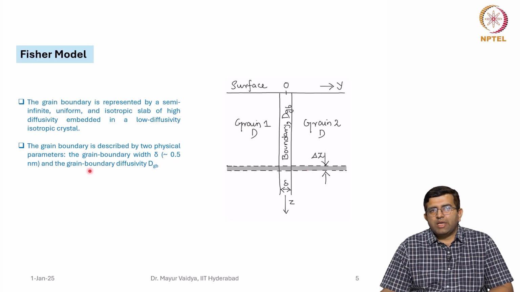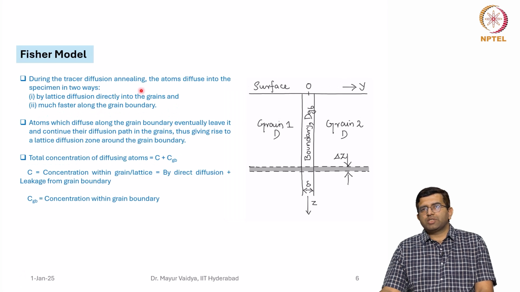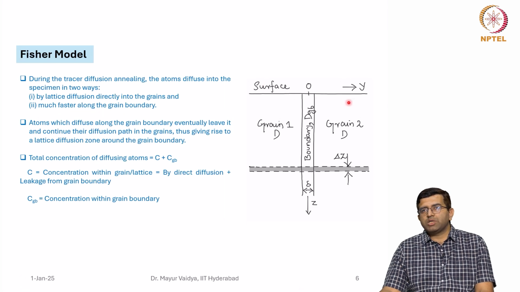Now, the grain boundary is described by two physical parameters. One is the width of the grain boundary, which is delta, and the other is the grain boundary diffusivity, which is D GB. During the tracer diffusion annealing, suppose you deposit the tracer on the surface here, then the atoms can diffuse in this specimen in two ways. One, they can diffuse directly into the grain, or they can diffuse much faster along the grain boundaries.